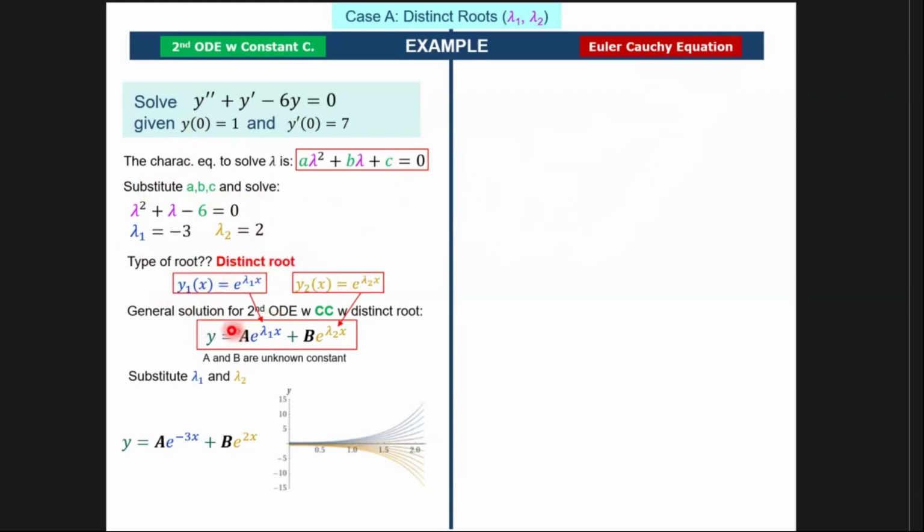So for distinct root, the values of y1 and y2 are exponent lambda 1 x and exponent lambda 2 x. Substitute into the general solution, and we get the general solution y equal to a exponent negative 3x plus b exponent 2x. When you plot this, it will come out as multiple curves. This is what we call a family of solutions.